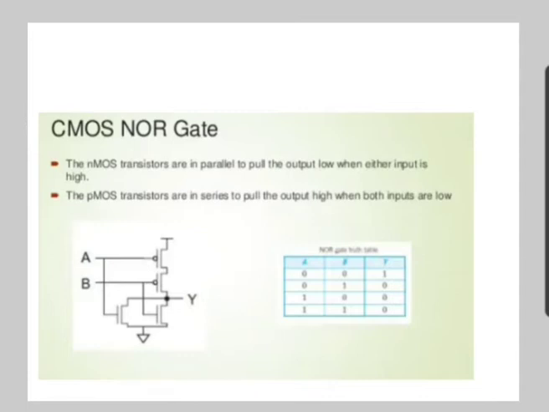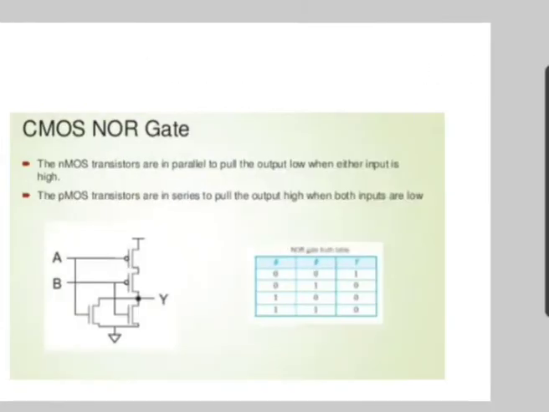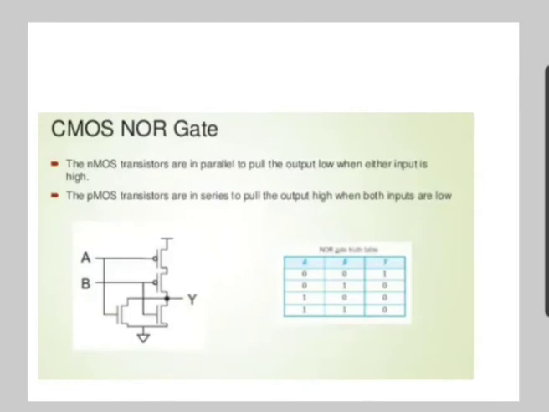Here A and B are both inputs, and 4 conditions are there, that is 0 0, 0 1, 1 0 and 1 1, and the output is 1 0 0 0. There is one more: we can also draw the diagram for a 3 input NAND gate also.